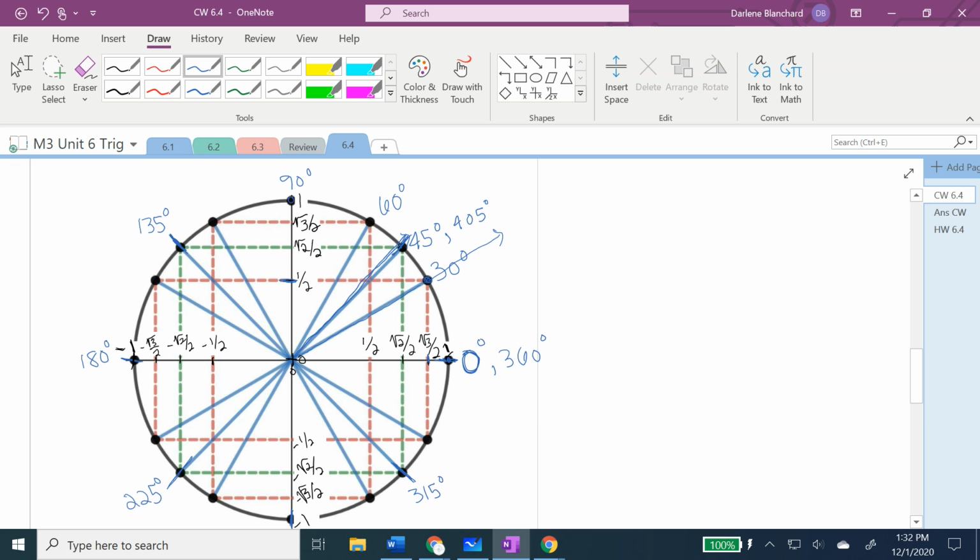I just want you to see that you can keep doing this as many times as you need to. So you can actually use multiplication. You can look at 1, 2, 3 times 45. 1, 2, 3, 4, 5. 5 times 45.